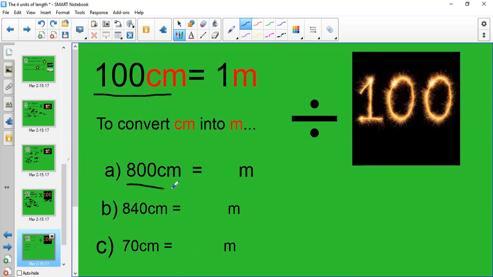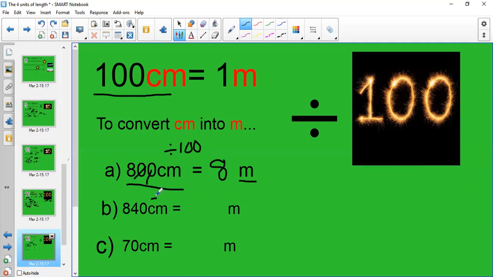To convert 800 centimeters into meters, remember we need to do 800 divided by 100. And because we're working with 2 zeros in this number, we can just knock them off. So we know that 800 centimeters is equal to 8 meters. Okay? If we have 840 centimeters, then I know that there is 1 zero there, so I can take that away, but actually it's much easier to just move that decimal point to the left by 2 spaces.